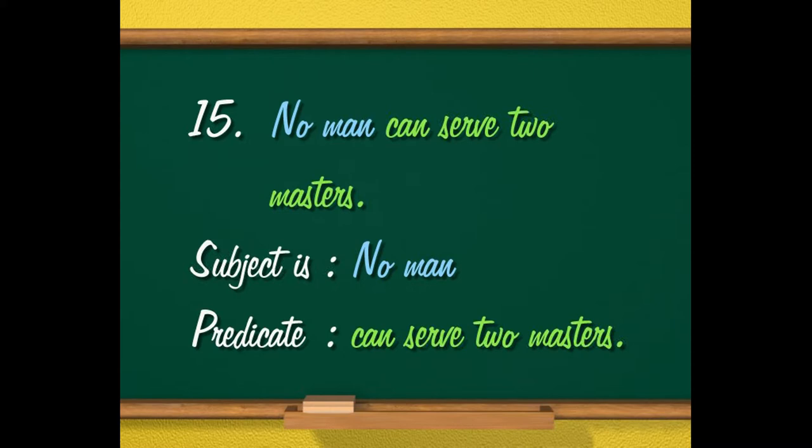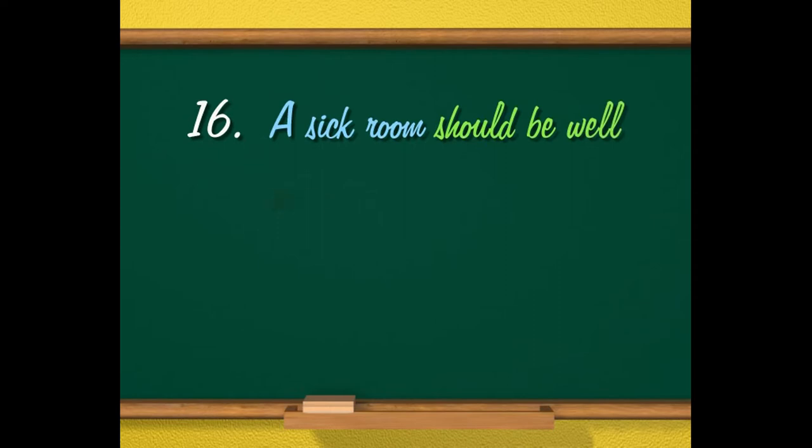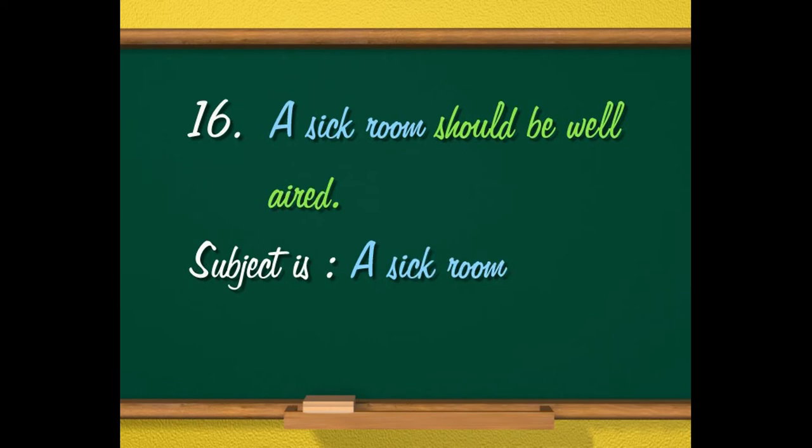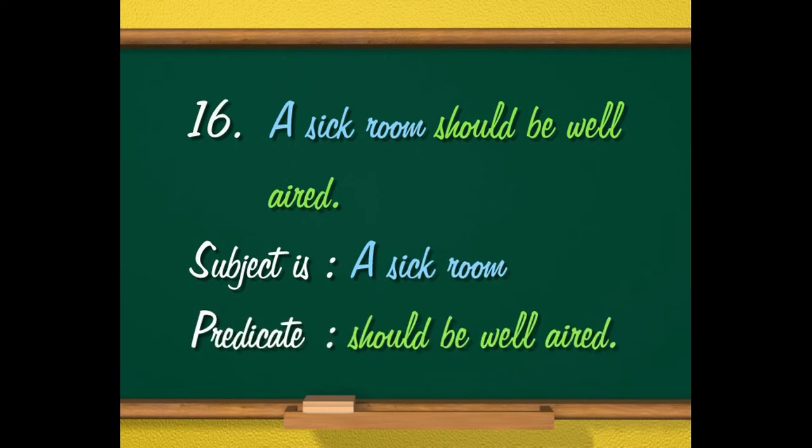Next question. A sick room should be well aired. Correct. The subject is sick room and predicate is the other half of the sentence, that is, should be well aired.